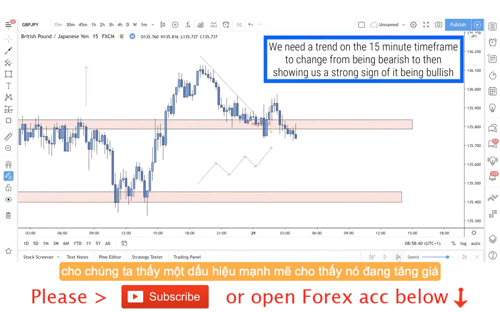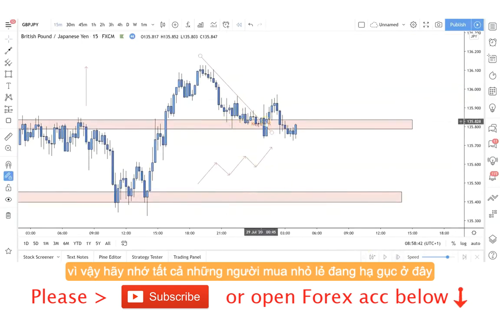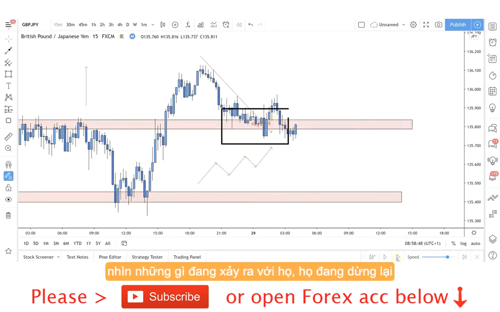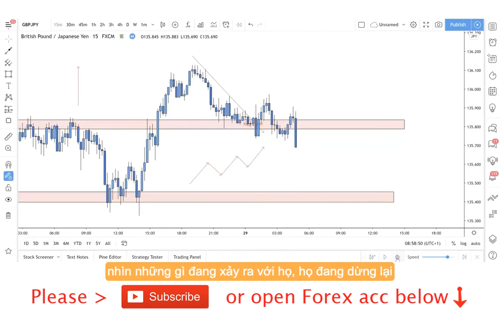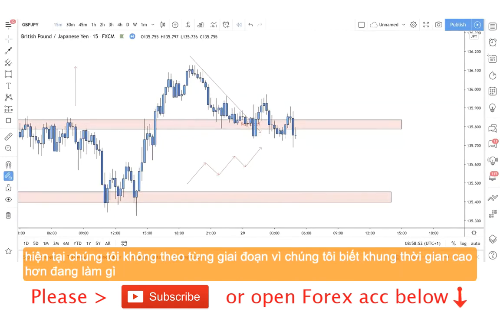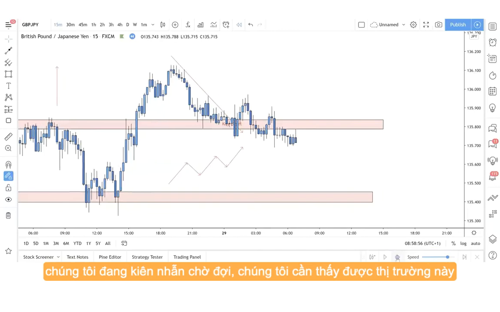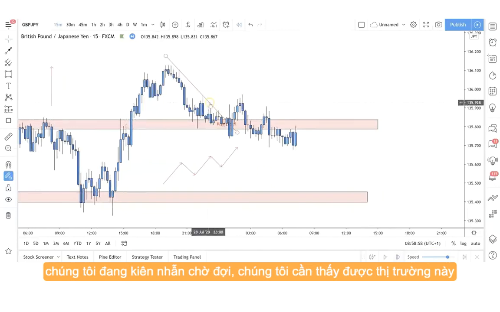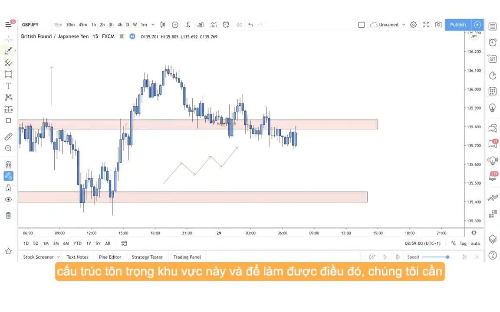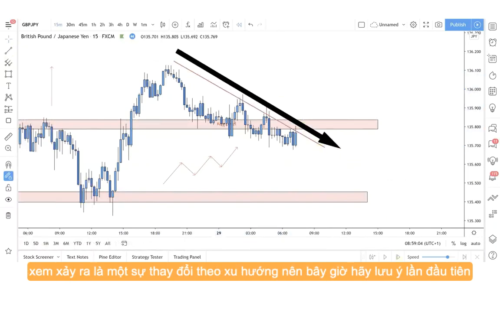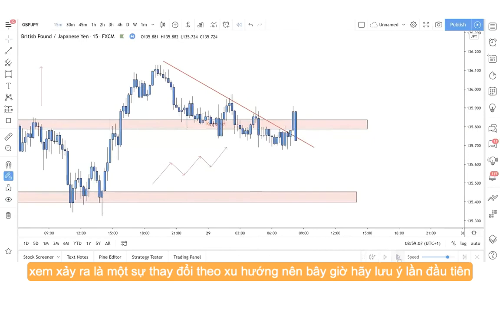So remember, all the buys that these retail traders are taking down here and all these impulse entries that retail traders are taking down here, look what's happening to them. They are getting stopped out. Now we're not phased because we know what the higher time frame is doing, so we are waiting patiently. We need to see that this market structure is respecting this area. And in order to do that, what we need to see happen is a trend change.